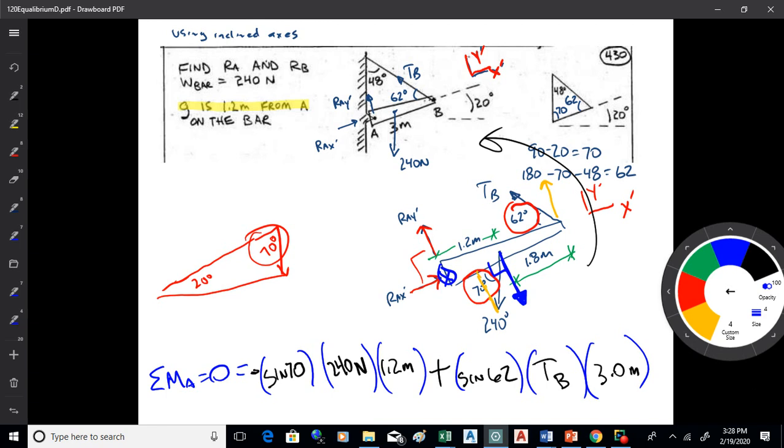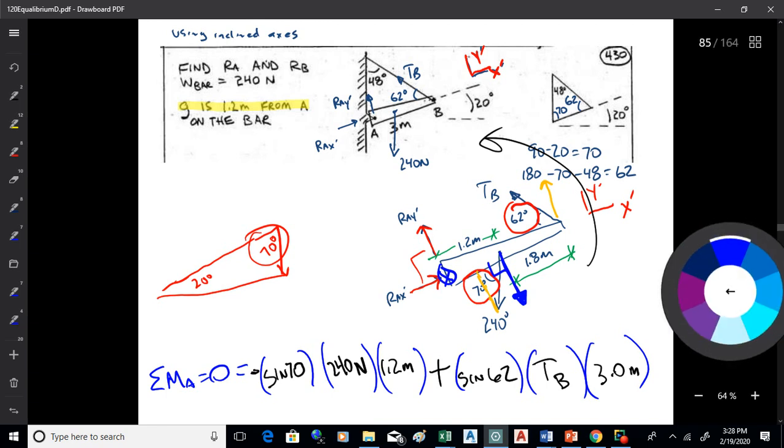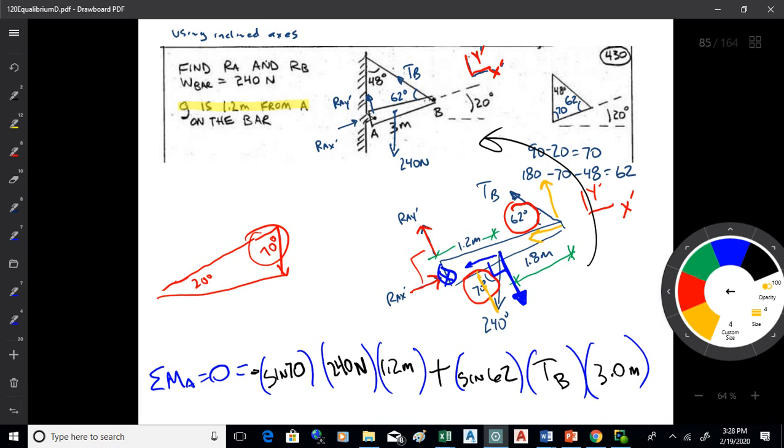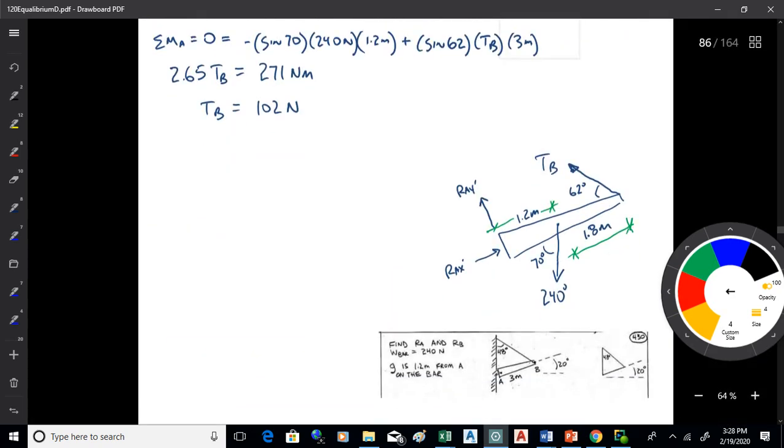And the cosine of the Newton going down doesn't do anything because it goes straight towards the RA. Yeah, right. I'm not bothering with the cosines because they have a 0 moment arm. Both of them do, right? Yep. So that's the deal, okay? Because they go right through A, so I don't have to bother with them. Okay? So I could go ahead and run that, and I will get 102 newtons for TB.